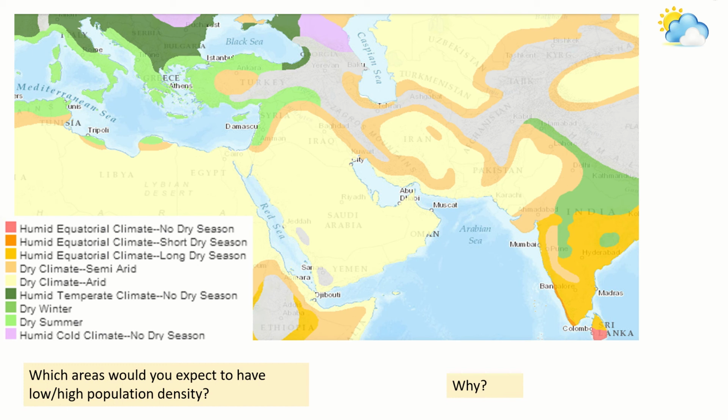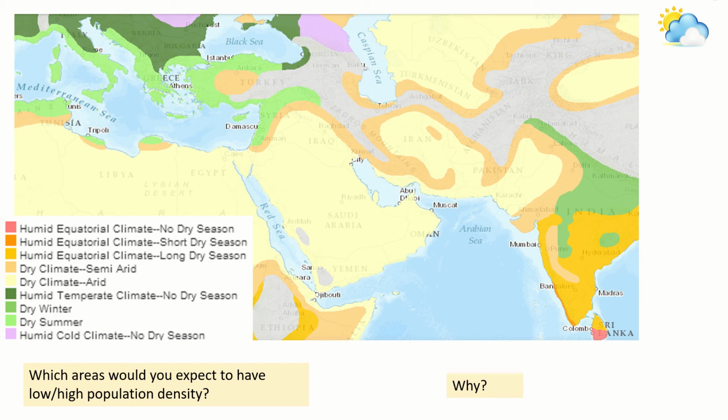Okay, so I would go for the green areas being quite high population density. I'd maybe go for the dry climate, which is arid, so this kind of yellowy colour here, being the lower ones. Because obviously if that's the case, if it's dry, there'll be less water, less crops being able to be grown, maybe struggling for water access in the long term.